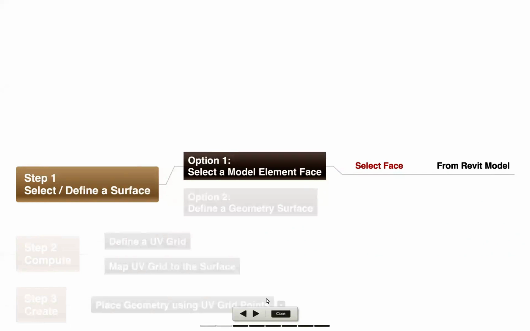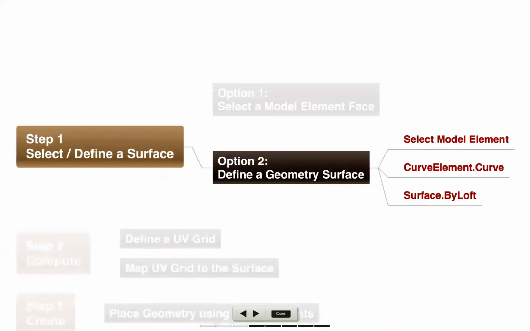The other way is we can actually go through and define some sort of geometry surface. So in this case, what we're going to look at is maybe selecting some different model elements, kind of extracting the curves from those and lofting those together to create a surface. But either one will work. We just need to go through and create a surface to work with that we can divide.